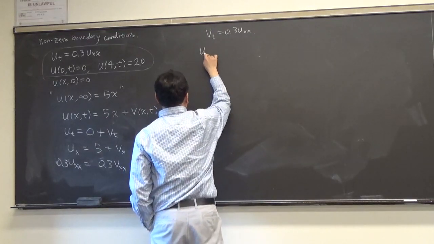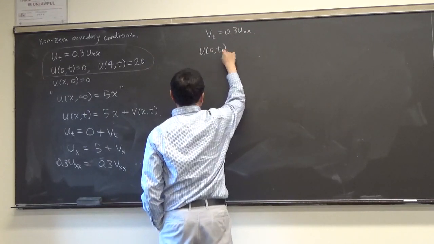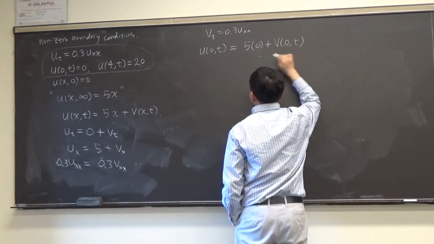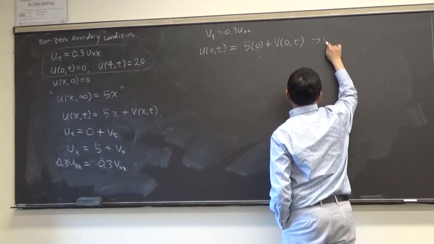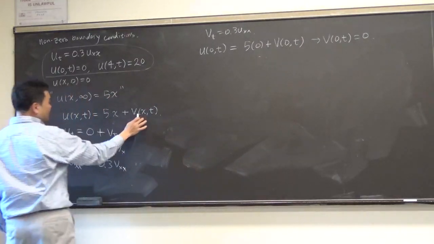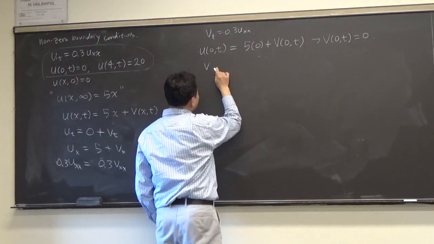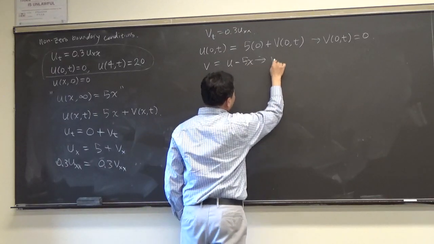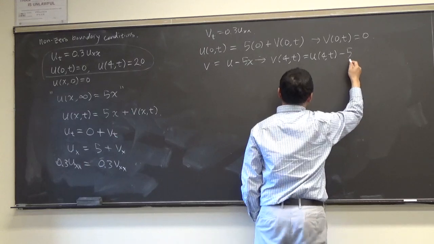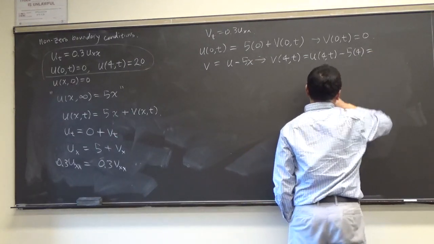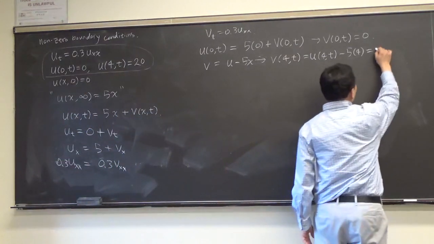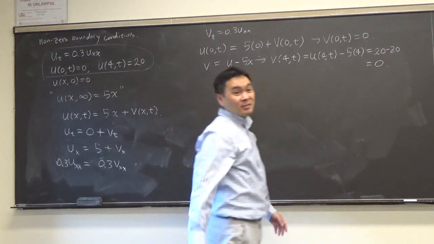And now let's look at u(0,t). Well, that's 5 times 0 plus v(0,t). And because u(0,t) is 0, we get v(0,t) must equal 0. Same thing here. Maybe it's better to say that v is u minus 5x. So because v is u minus 5x, that means v(4,t) is u(4,t) minus 5 times 4. What's u(4,t)? 20, right? So it's 20 minus 20, which is 0.